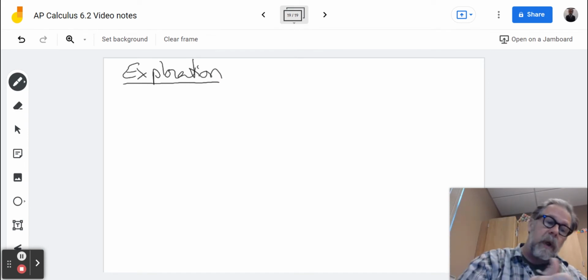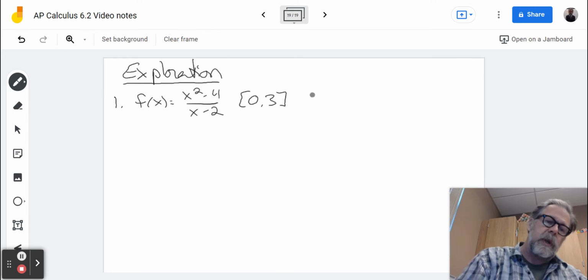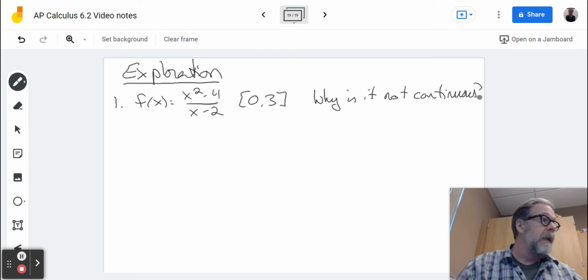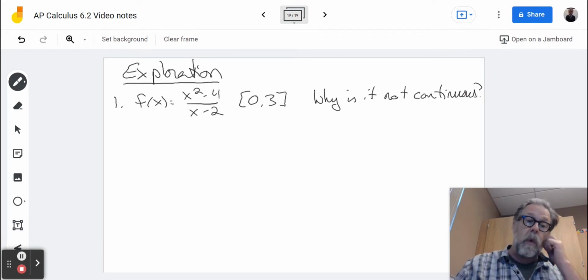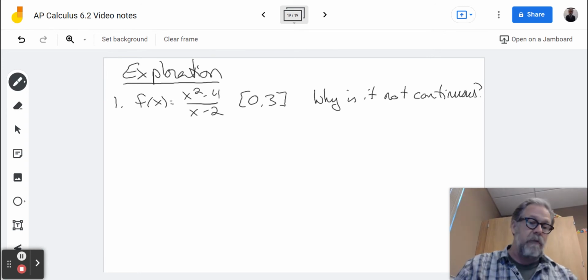So let's start with question number 1. F of x equals x squared minus 4 over x minus 2 on the interval 0, 3. And the question is, why is it not continuous, and what kind of discontinuity do you have? So go ahead and pause. Why is it not continuous, and what kind of discontinuity does it have?